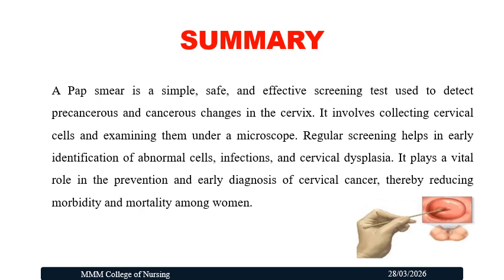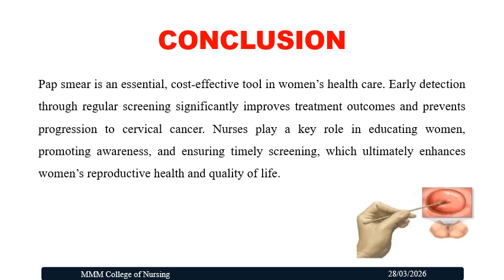Summary: a Pap smear is a simple, safe and effective screening test used to detect precancerous and cancerous changes in the cervix. It involves collecting cervical cells and examining them under a microscope. Regular screening helps in early identification of abnormal cells, infections and cervical dysplasia. It plays a vital role in the prevention and early diagnosis of cervical cancer, thereby reducing mortality and morbidity among women. Conclusion: Pap smear is an essential cost-effective tool in women's healthcare. Early detection through regular screening significantly improves the treatment outcome and also prevents the progression of cervical cancer.